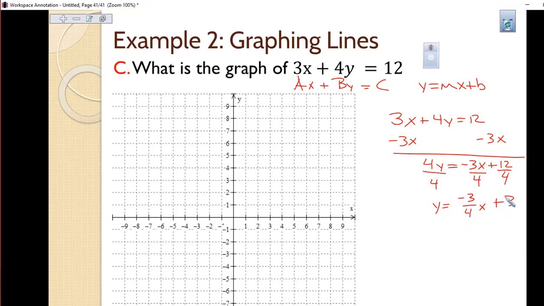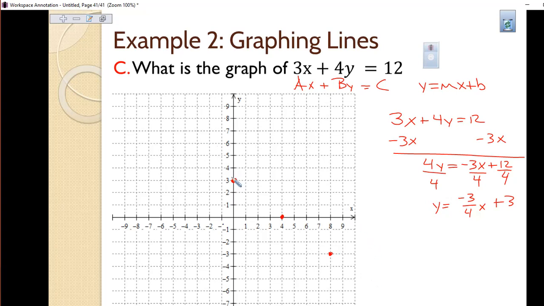So now I'm going to look to see what I've got. I've got the slope and I've got the y-intercept. Y-intercept is the 3, so I mark the 3 here. Now I'm going to apply the slope of down 3, and run 4. Down 3, 1, 2, 3, and run 1, 2, 3, and 4. If we go any more this way, it'll be off the page.